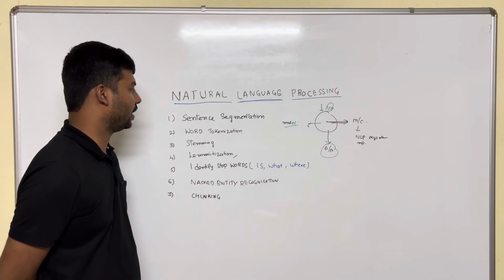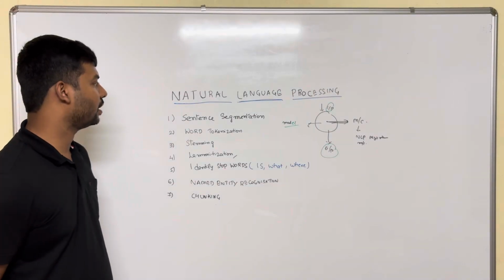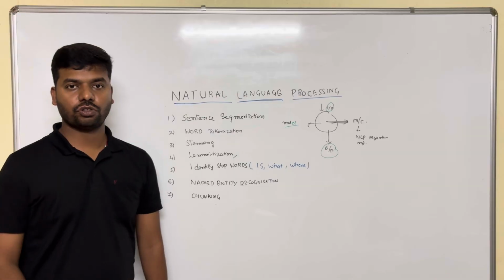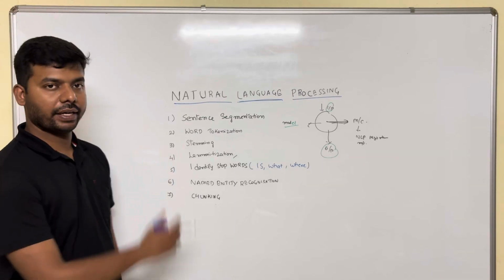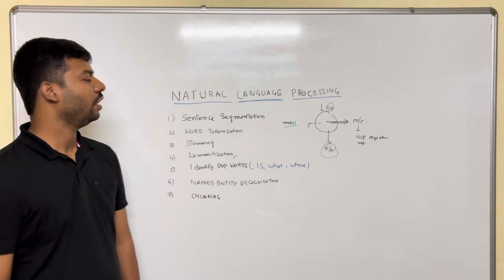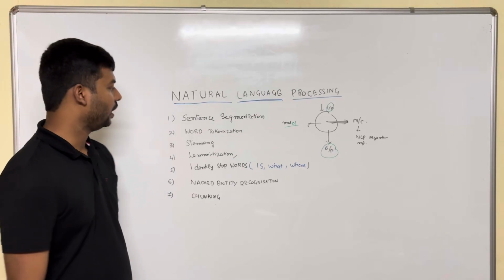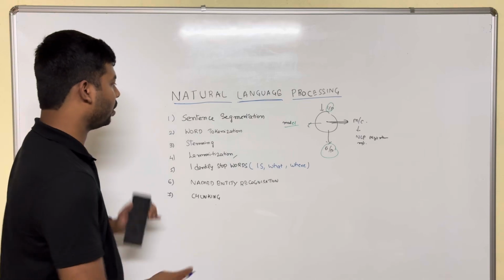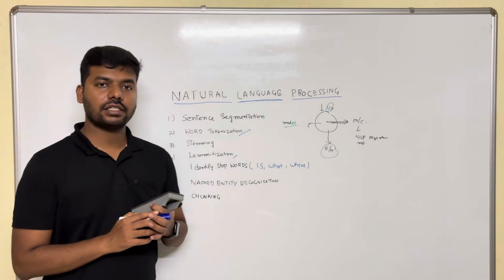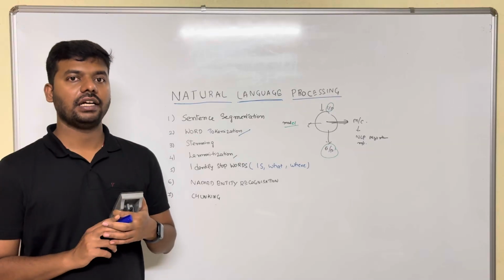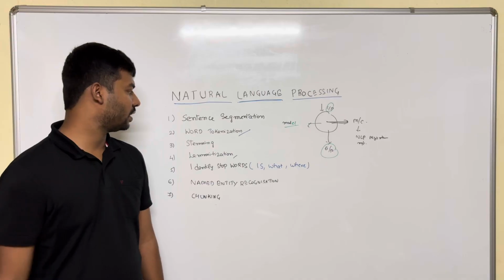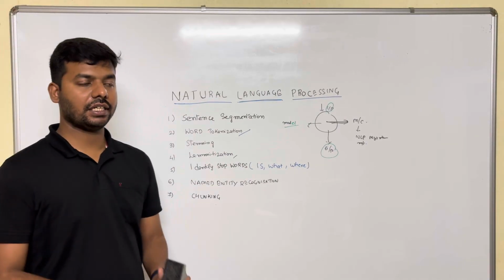One is sentence segmentation. Sentence segmentation is nothing but, say for example, I have a large paragraph consisting of so many sentences. Now I take that paragraph as an input and split that paragraph in the form of sentences. Once we split it in the form of sentences, then we go to the second step, called word tokenization. This word tokenization is nothing but splitting of the sentence into the words. Now once we split the sentence into the words, we get the list of all the words in that sentence.